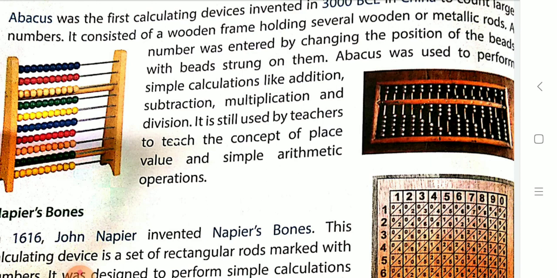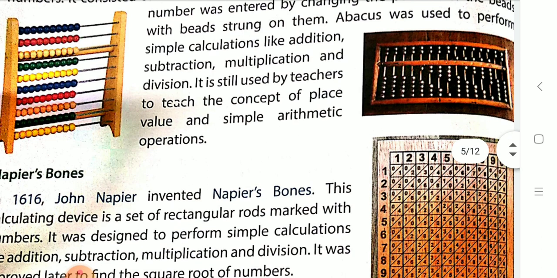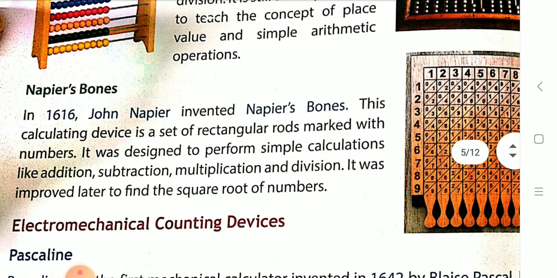A number was entered by changing the position of the beads. With beads strung on them, abacus was used to perform simple calculations. What do we do with the use of abacus? We count 1, 2, 3, 4 rows, 5, 6. Then we do our calculation. Abacus was used to perform simple calculations like addition, subtraction, multiplication and division. It is still used by teachers to teach the concept of place value and simple arithmetic operations.